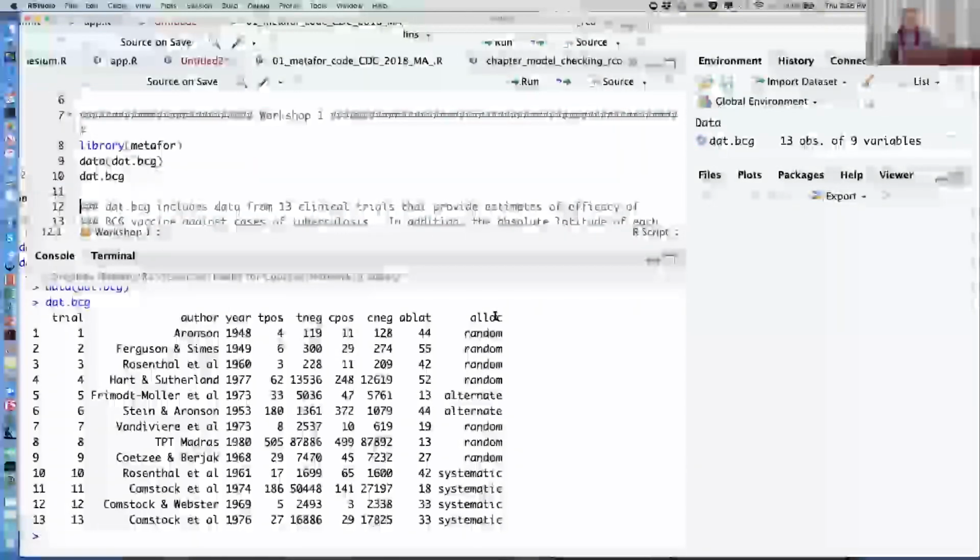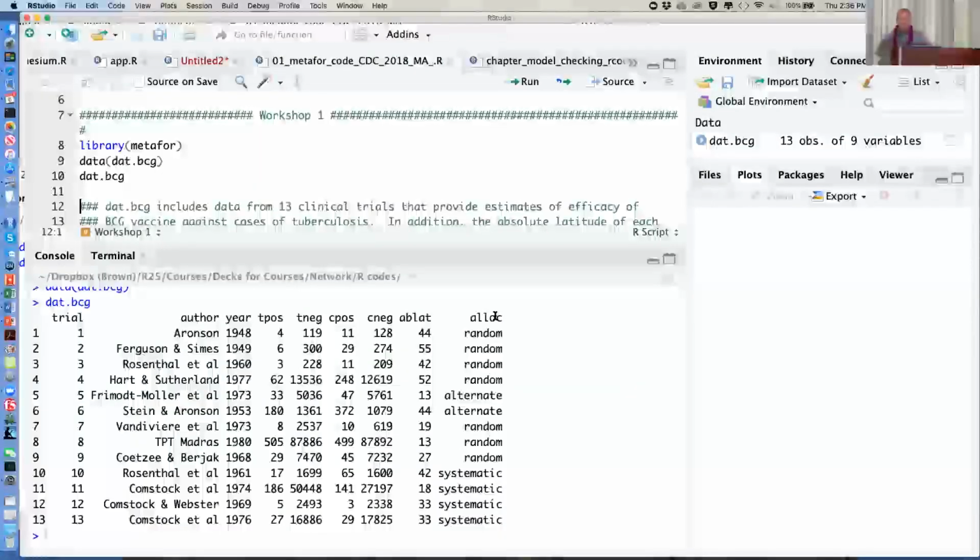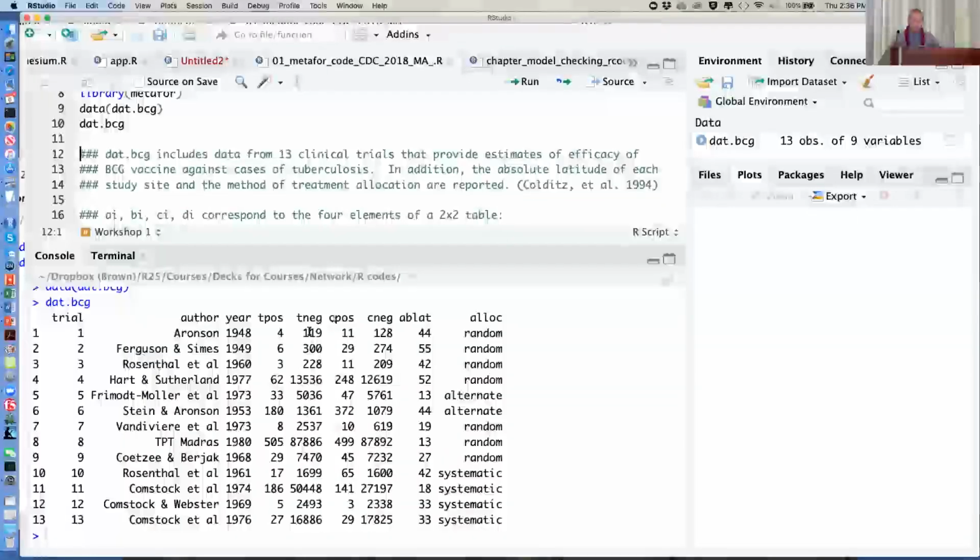This is the tuberculosis data set I was talking about. And so this is a collection of 13 studies that were done between 1948 and 1980. What they did is they used this BCG vaccine to see whether or not it reduced the incidence of tuberculosis. And so we have the number of positive cases and the number of negative cases in the treatment group, and the number of positive cases and the number of negative cases in the control group.